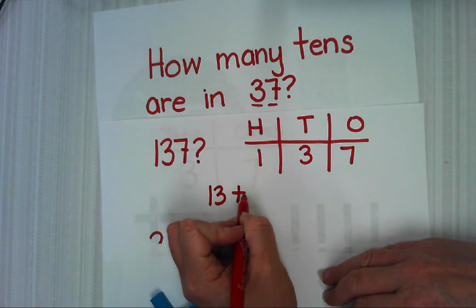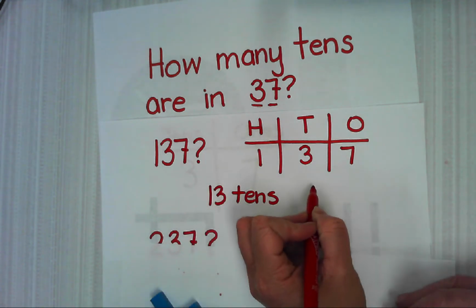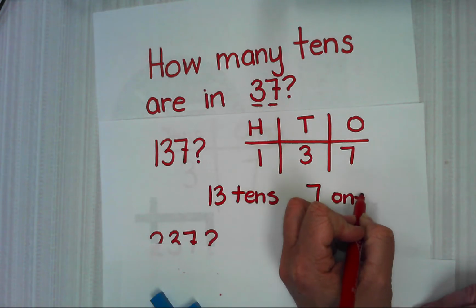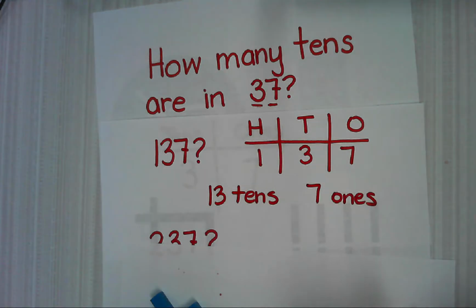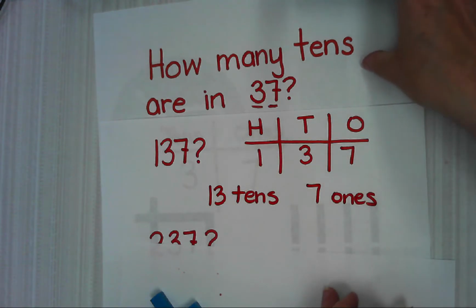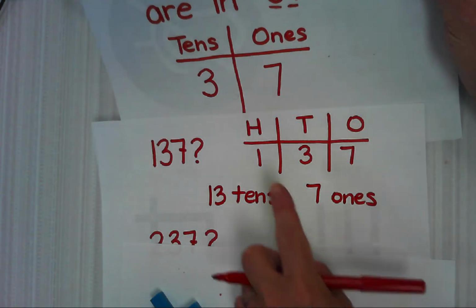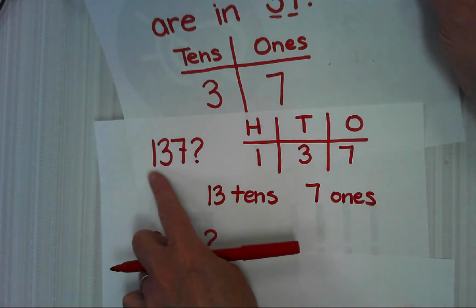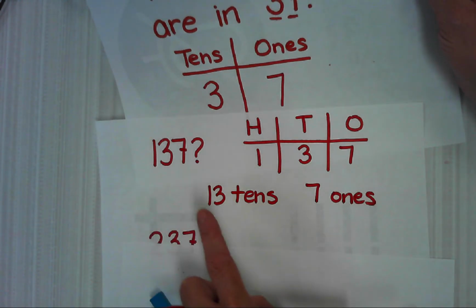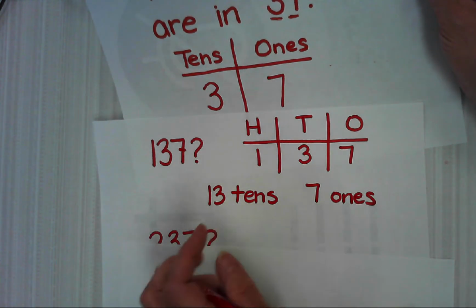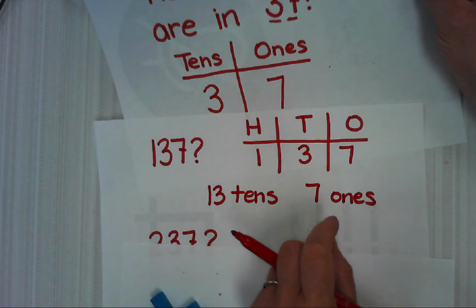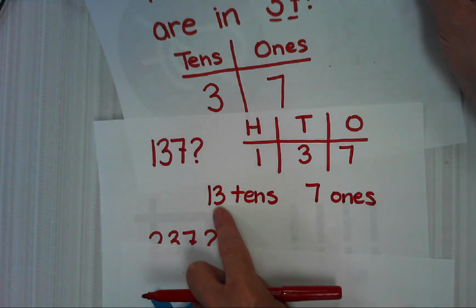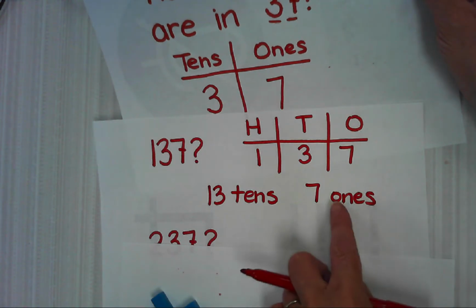Thirteen tens, 7 ones. Let's compare that to 37. 37 had 3 tens, 7 ones. When we add a 1 in the hundreds place, the tens place goes up 10 more. 13 is 10 more than 3. The ones place stays the same.